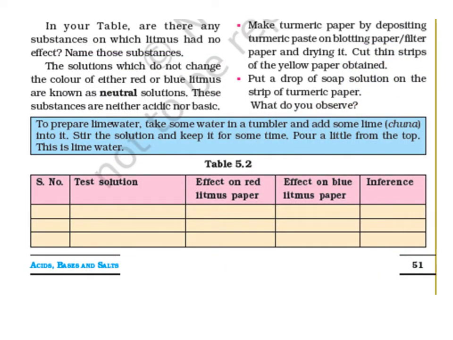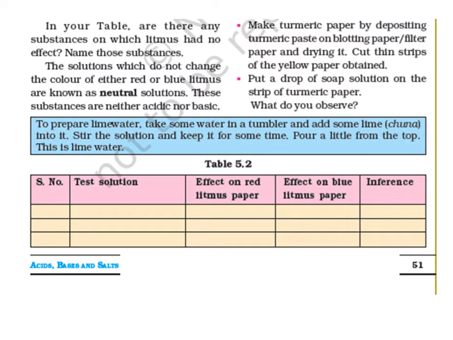Hello students. So in this topic, we will see about the natural indicator, that is turmeric. You know very well what is meant by turmeric. What is turmeric? How is it? It is yellow in color. Yes? This turmeric is a very good indicator for testing acid and base, or whether the substance is neutral.